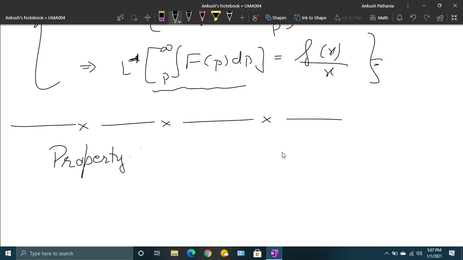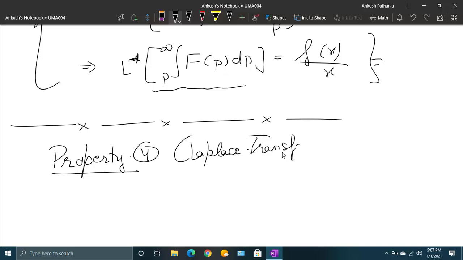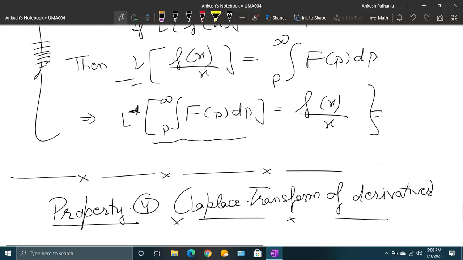I am now coming to property number 4, that is the Laplace transform of derivatives. Remember what we have done till now: we did Laplace transform formulas of some functions. Then we did 3 properties: first the shifting property, then Laplace transform of the derivative, x dot f(x), and Laplace transform of the integral, Laplace of f(x) upon x. These were the three properties.